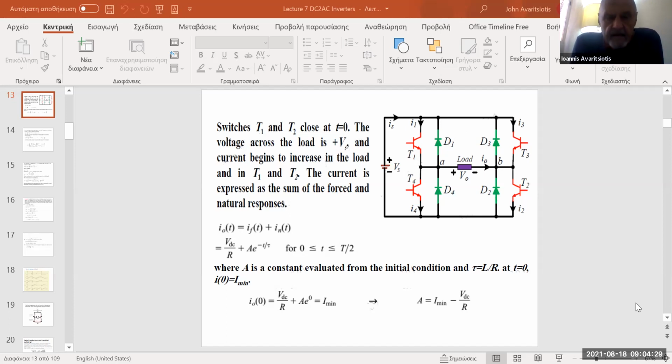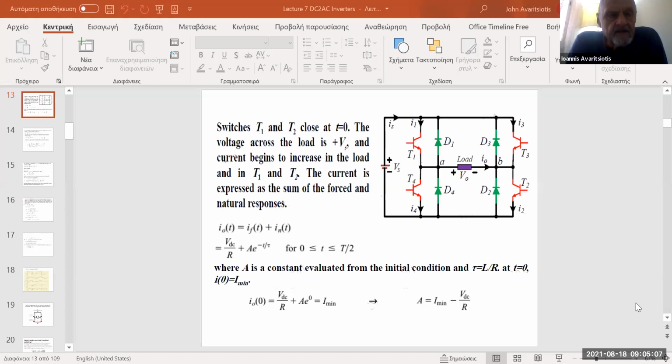Now let's see how we can proceed with the analysis of such an inverter. In other words, our goal now is to find an expression for the current flowing through your load as a function of time. As in the case of DC to DC converters, we assume that the current consists of 2 terms. So it is the sum of 2 terms.